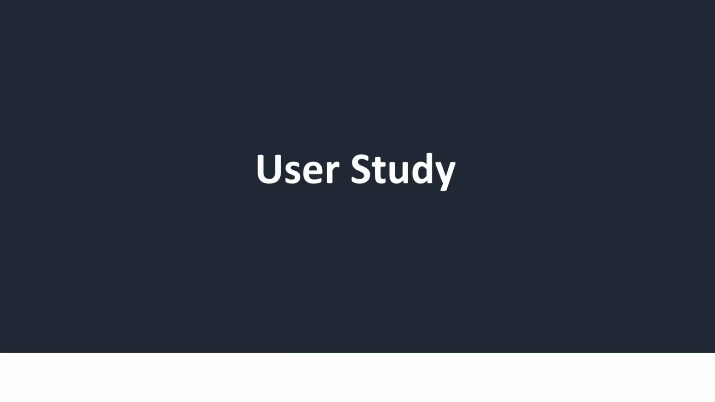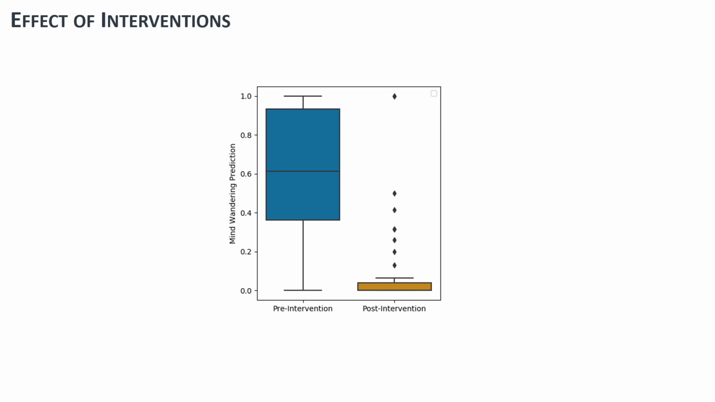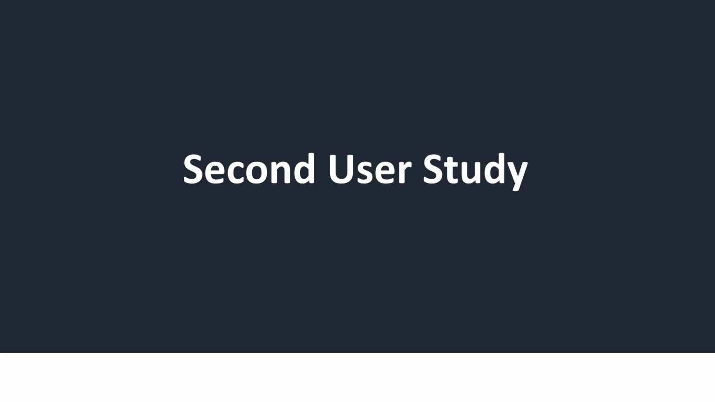And so in our first user study, we were interested in, are these interventions actually reducing mind wandering? And what we saw was, yes, mind wandering predictions following the intervention were significantly lower than those prior to the intervention, suggesting an encouraging reduction in mind wandering. That led us to our second user study, which was going to examine, are these interventions boosting learning for students?